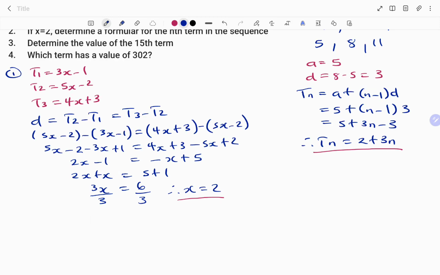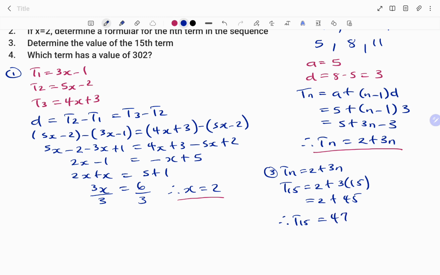The third question says, determine the value of the 15th term. From the formula, we have Tn equals 2 plus 3n. Substituting n equals 15, because we are looking for the 15th term, we are going to have T15 equals 2 plus 3 times 15. This will give us 2 plus 45. Therefore, our 15th term is going to be 47.